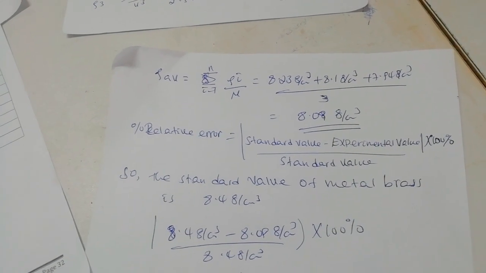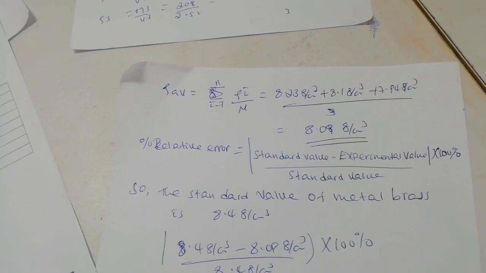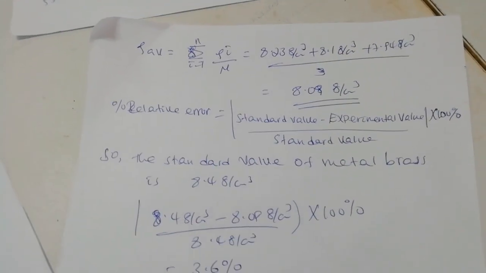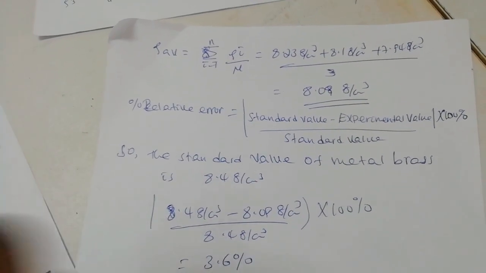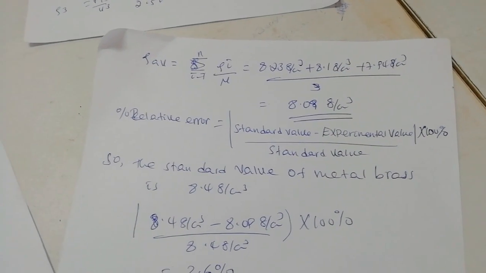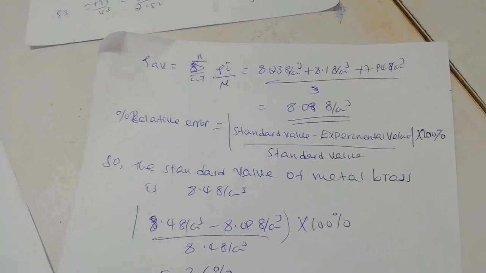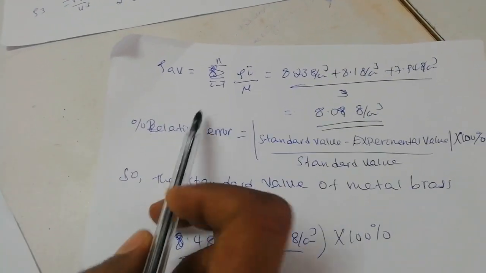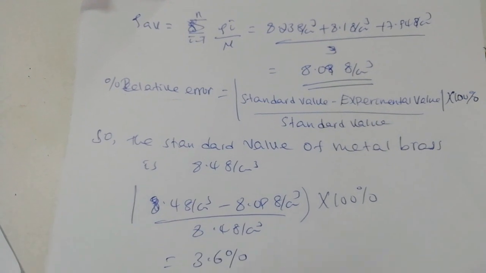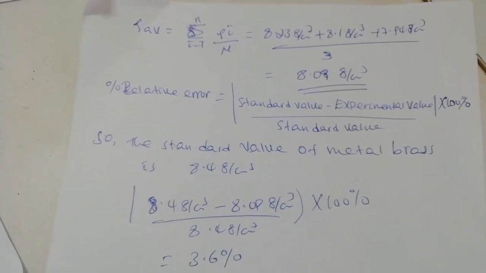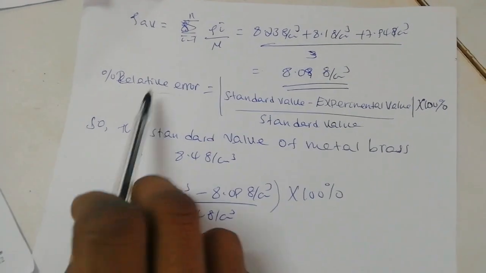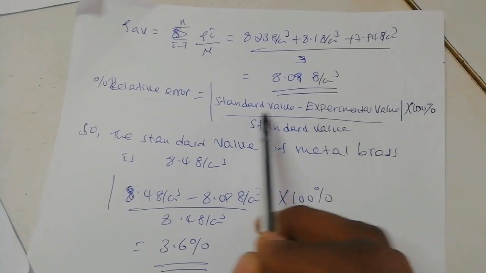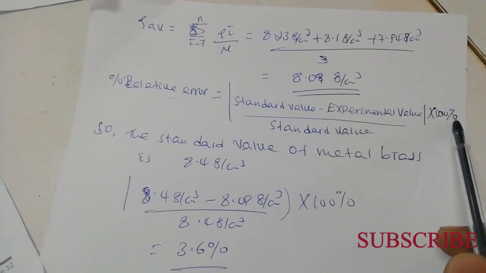Now, if we know the standard value of the density of the brass we are using for the cylindrical shapes, we are not going to find the standard deviation like before, what we did for the rectangular block. We can go to the percentage of error. If you know the standard value for the given material, we can find the percentage of relative error. Relative error means we relate the experimental value with the standard or actual value. So the percentage of error is given by the absolute value of standard value minus experimental value, divided by standard value, times 100%.